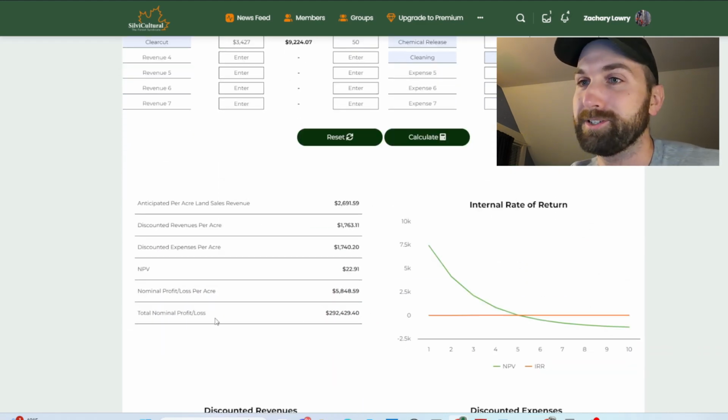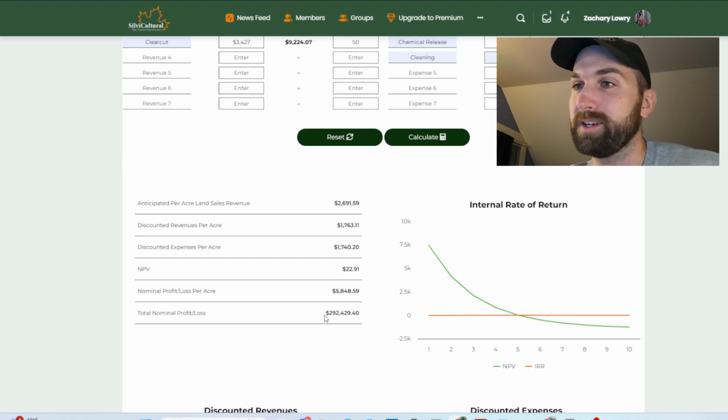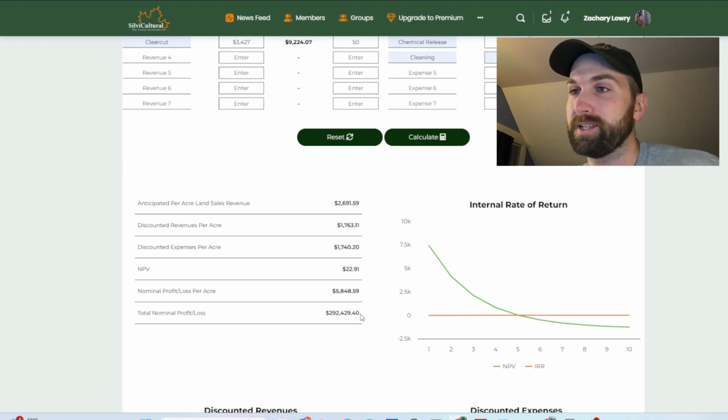One of my favorites to look at is the total nominal profit and loss. So this investment represents basically a total profit on a non-discounted basis of $300,000 almost. And of course, that's with prices rising with the pace of inflation. So that's kind of cool to look at, because I think it really reflects the power of timberland investments as an inflation hedge and how they can keep up with that over time.